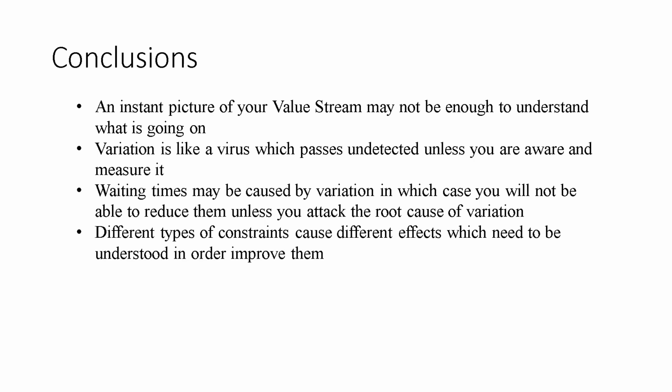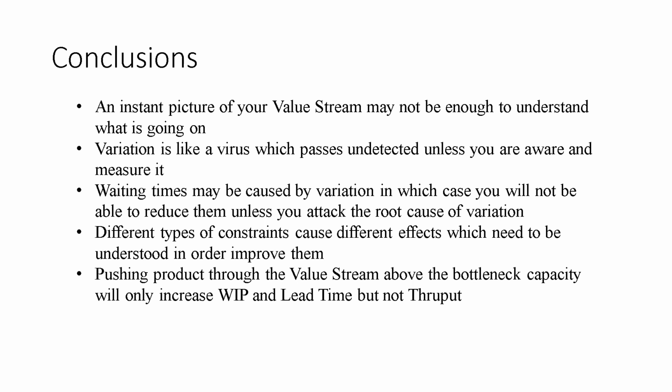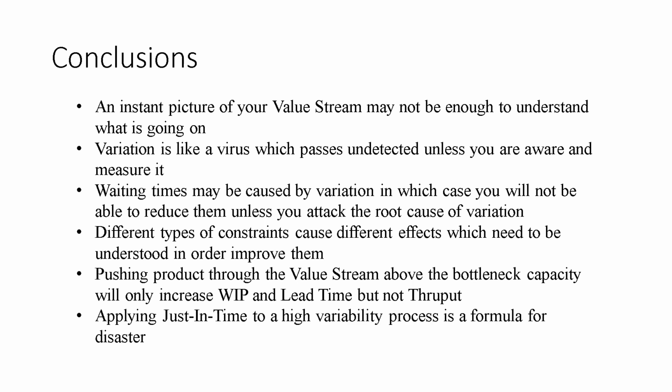Different types of constraints cause different effects, which need to be understood in order to improve them. Pushing product through the value stream above the bottleneck capacity will only increase WIP and lead time, but not throughput. Applying just-in-time to a high variability process is a formula for disaster.